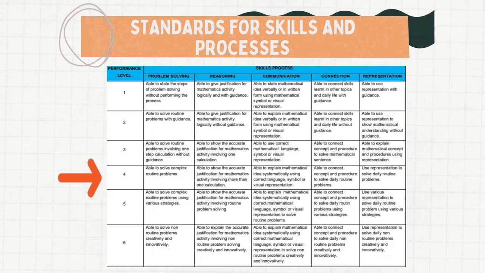Apart from that, it is undeniable that students can also be assessed in their performance in skills and processes in learning mathematics, the time topic in particular. As we can see in this table, there are 5 skills processes shown, which are problem solving, reasoning, communication, connection, and representation. These 5 skills processes have 6 performance levels each. In achieving the learning standard 5.9.2, students are expected to achieve performance level 4 for each skills process.